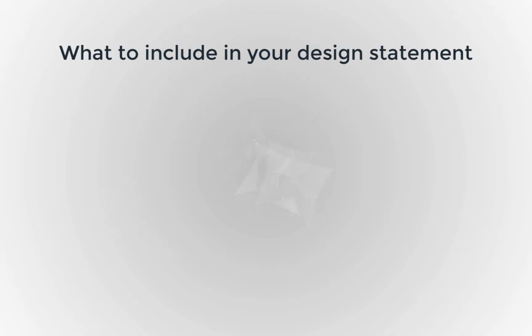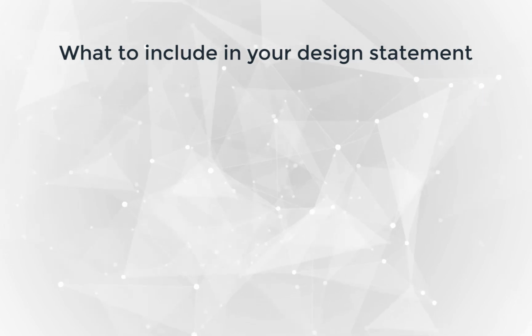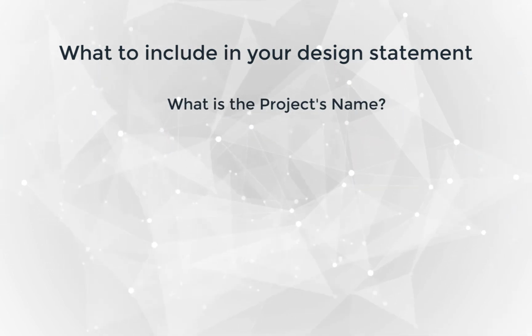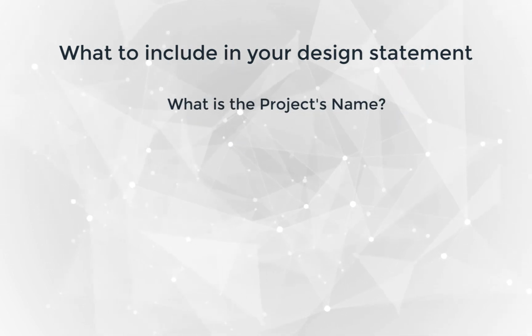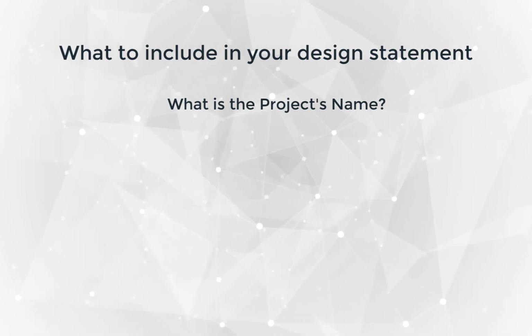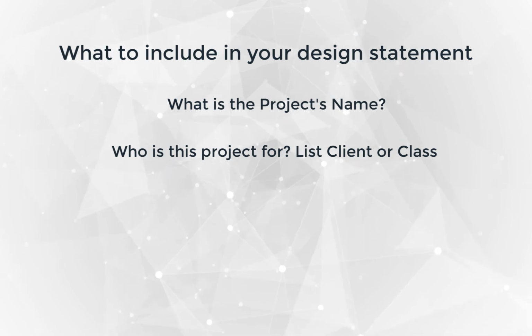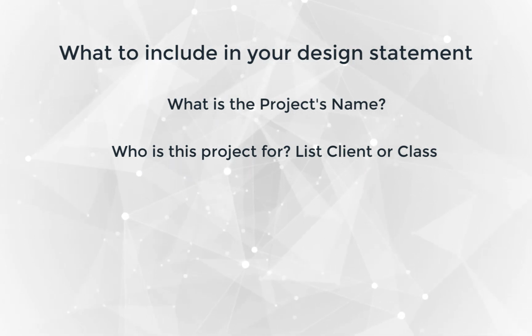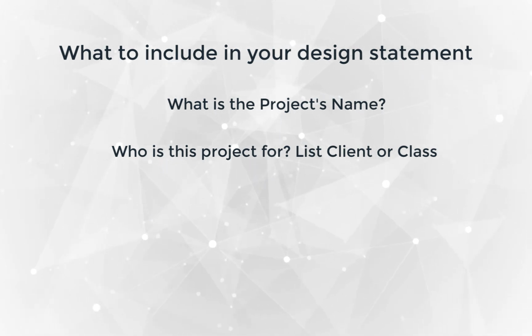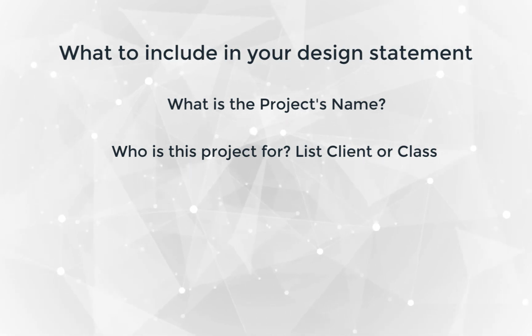So finally, let's talk about those written design statements that you're going to need to have for every single project. What are the types of things that you're going to need? Well, first you're going to need a project name. What is your project called? Who is it for? So that's some of the secondary things that you may want to think about: who is my client or the class that I designed this in? When did I design it?